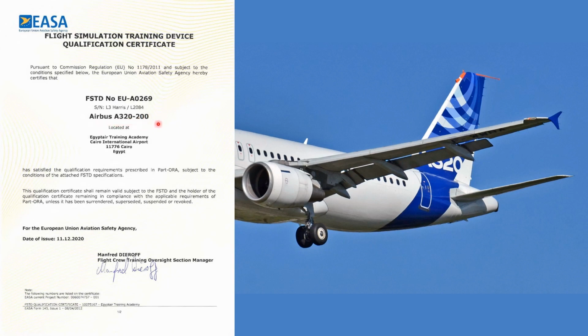This is the serial number, okay? And the thing is given here, right? You can see it, I think. This is called FSTD. FSTD stands for Flight Simulation Training Device Qualification Certification.